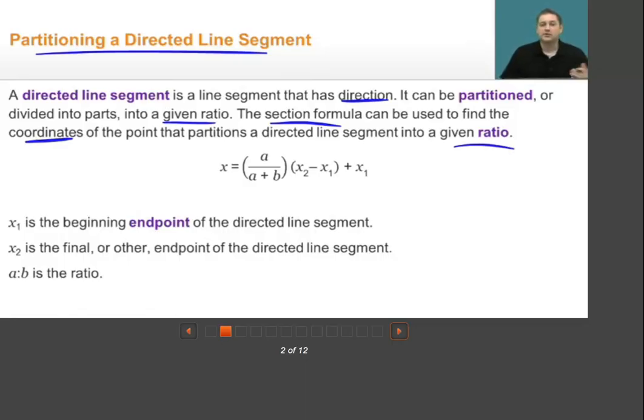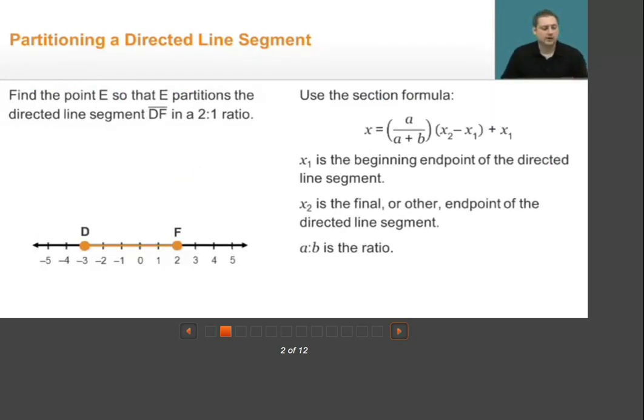First, let's identify the variables that go into this formula. We have x sub 1, which represents the value of the beginning endpoint of our directed line segment, and x sub 2 is the final or the other endpoint. A to b is the ratio that we're trying to get. A over a plus b, the first value in our formula, simply represents a part to the whole in terms of the ratio that we're trying to get for our line segment. And x sub 2 minus x sub 1 is just the length of the entire line segment. We then add the value of x sub 1 so that we make sure we're using that concept of direction. So let's go ahead and practice the formula with this example.